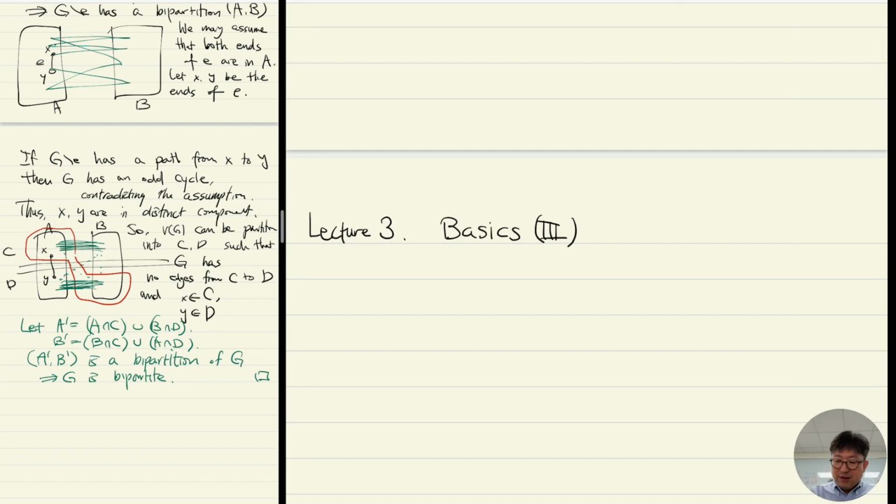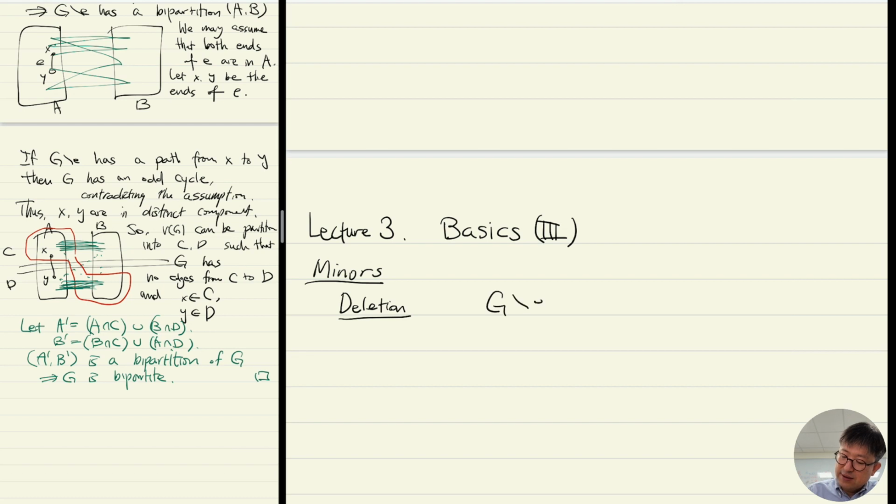Alright, so in this video I want to finish the chapter on basic definitions and properties of graphs. So we're gonna start with the graph minors. I already mentioned these things a little bit in the first video, lecture 0. We have seen the deletion operation already, right? So deletion, what was deletion?